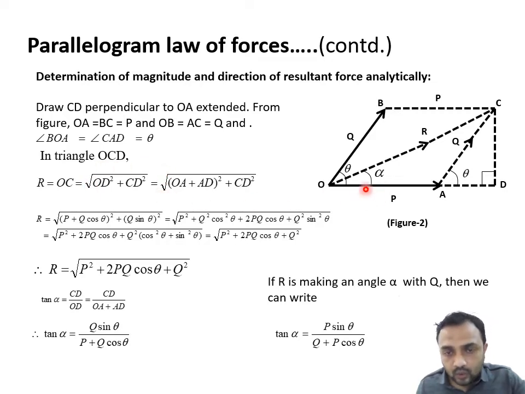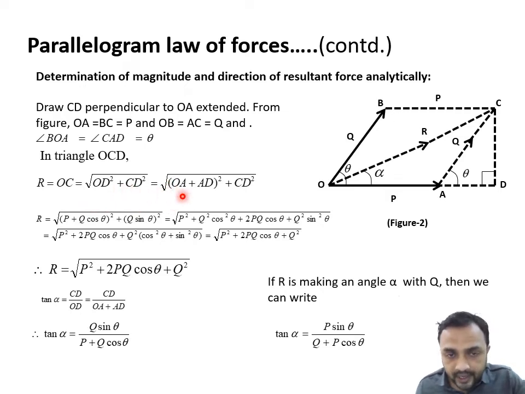What is the value of OD? OD is equal to OA plus AD. So we write the square root of (OA plus AD) square plus CD square. Then R, the magnitude of the resultant, is equal to the square root of (P plus Q cos theta) square plus CD square. Where do you get this?